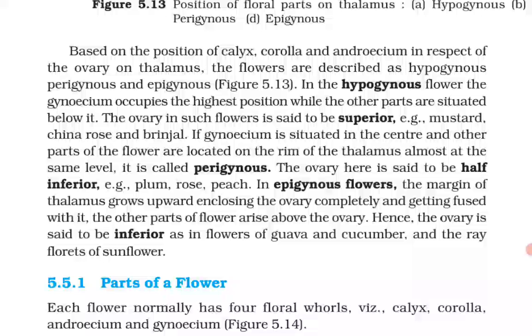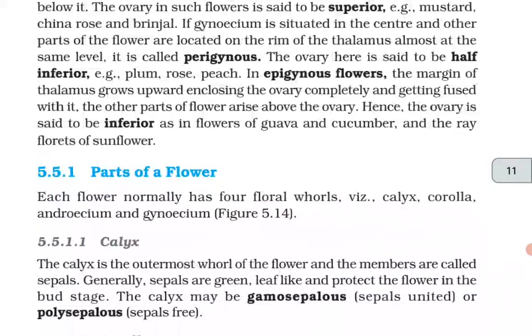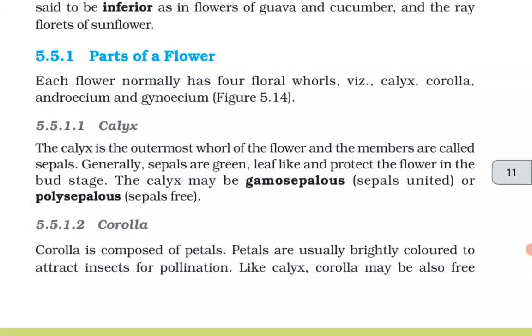In epigynous flowers, the margins of thalamus grow upward, enclosing the ovary completely and getting fused with it. The other parts of the flower arise above the ovary. Hence, the ovary is said to be inferior, as in flowers of guava and cucumber and the ray florets of the sunflower. Parts of a flower. Each flower normally has four floral whorls, viz. calyx, corolla, androecium and gynoecium.